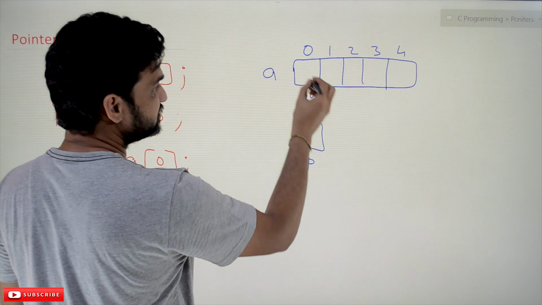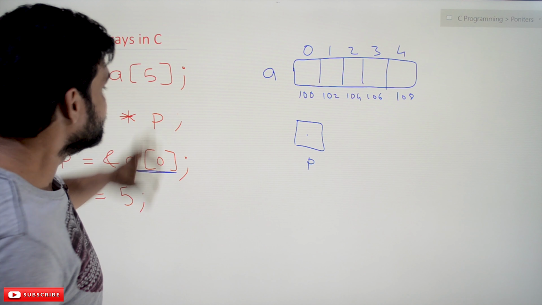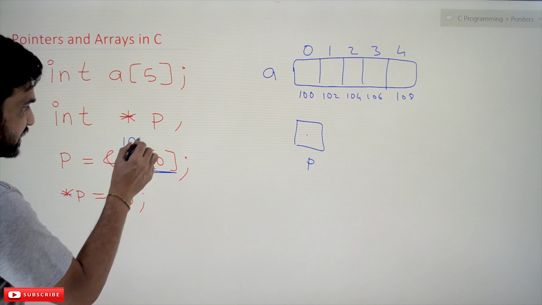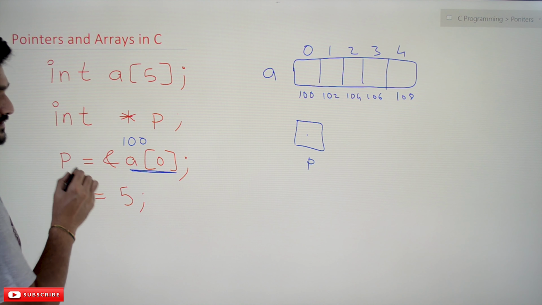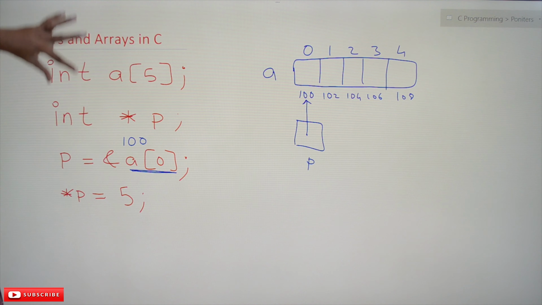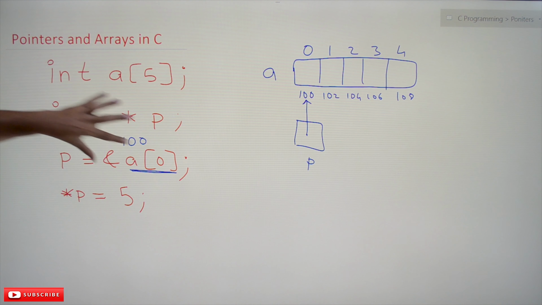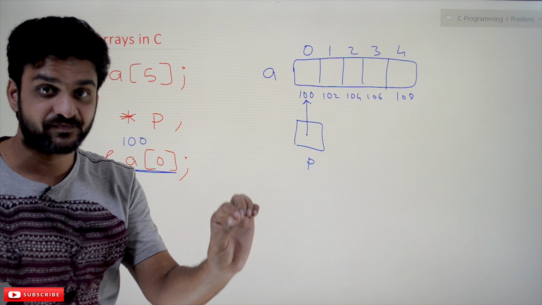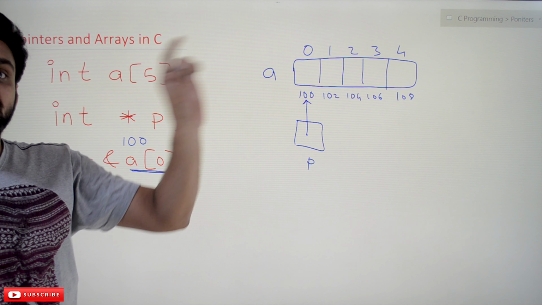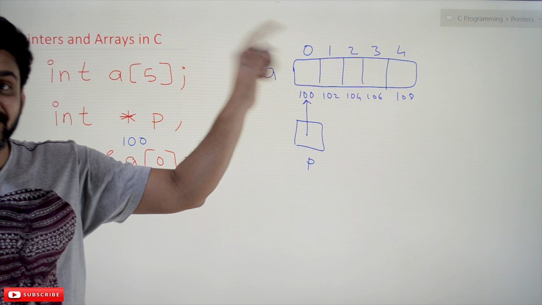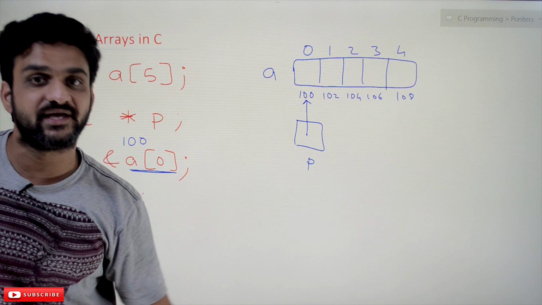Now ampersand A of 0 is the address of A of 0th location. A of 0th location means this location. What is the address? 100. So this 100 will get assigned to p. Now p is pointing to this location. Because the array is of integer type and the pointer is also of integer type, this assignment is legal. The addresses of the array elements can be assigned to pointers. That feature is available in C.